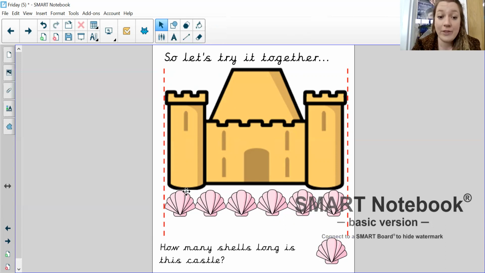So now I'm going to count them. 1, 2, 3, 4, 5, 6. It took 6 shells to make the full length of the castle. So my STEM sentence is, my turn, the castle is 6 shells long. Your turn. The castle is 6 shells long.